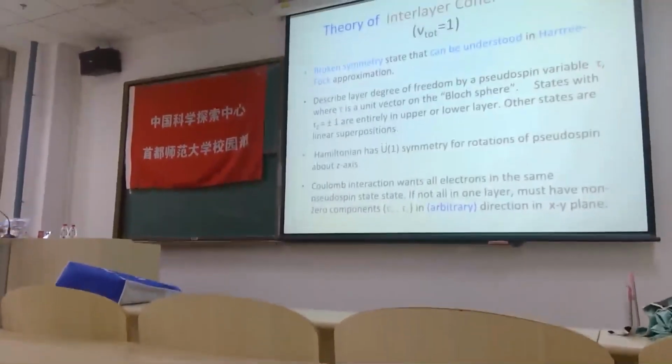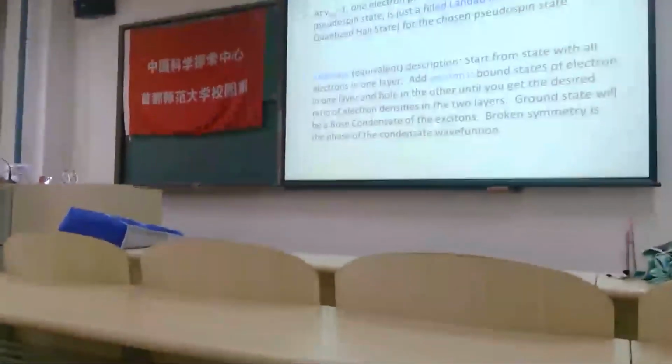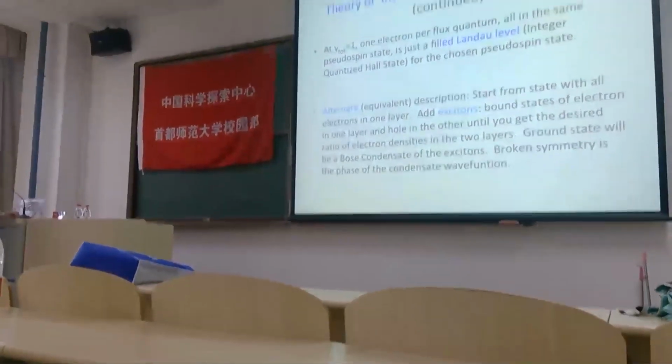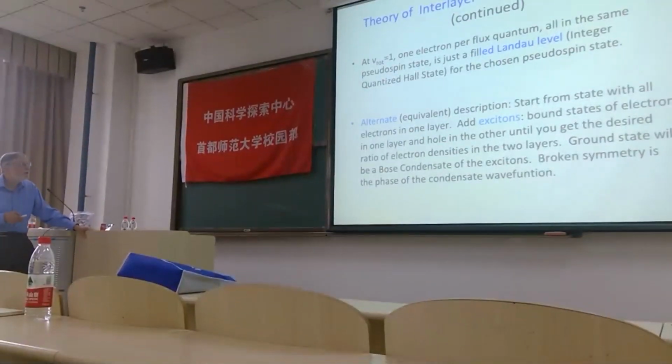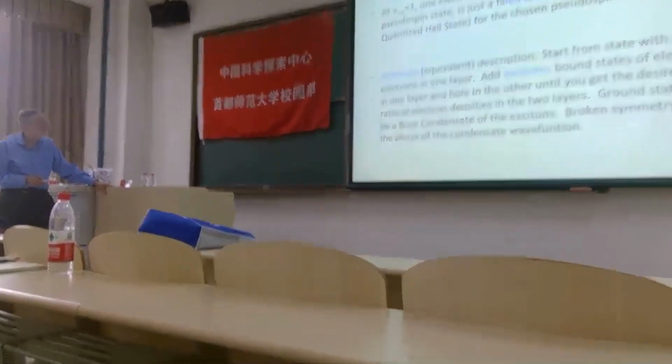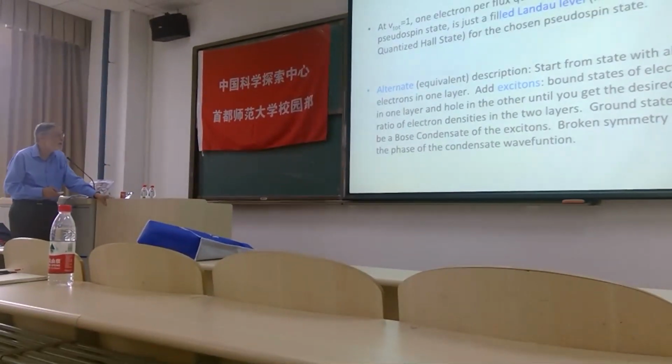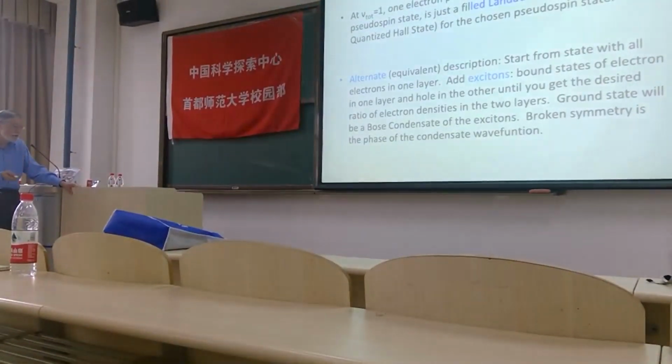And so what happens is you get a broken symmetry state. It's basically a simple integer: most of you have one electron per flux. It doesn't matter whether it's in the top layer or the bottom layer. I can also have things that are in a linear superposition of being in the top layer and the bottom layer. As long as they all have exactly the same phase, they're all in the same state, I still get the same Hartree-Fock exchange energy.